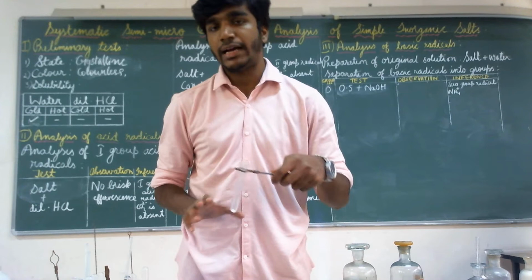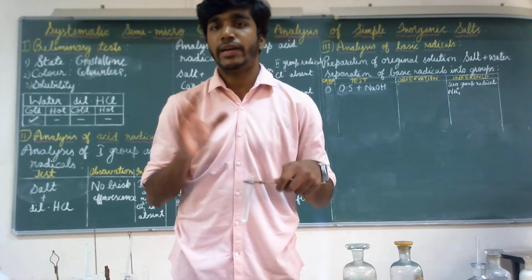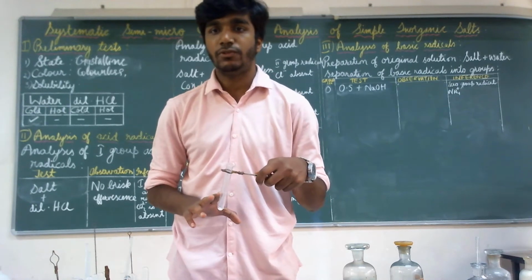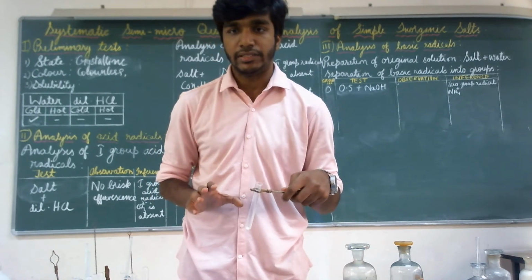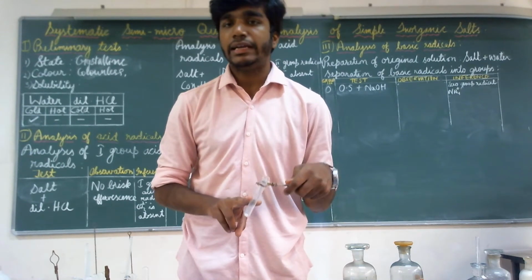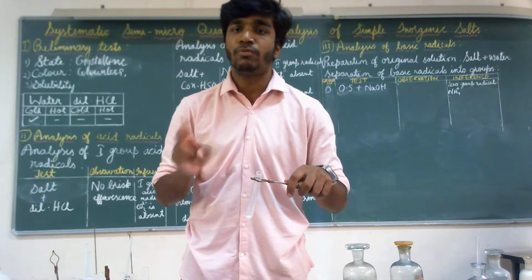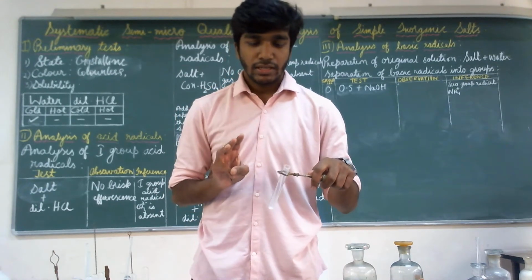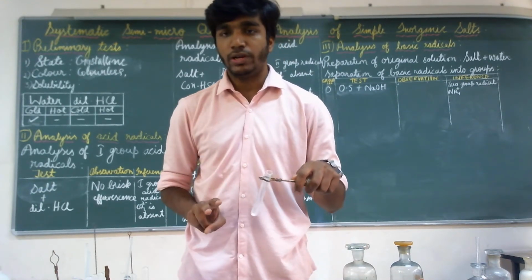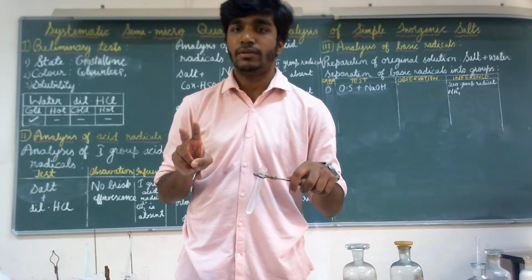As soon as I add concentrated sulfuric acid, if you are observing dense white fumes, then it means chloride might be present. Secondly, if you are getting reddish brown fumes, then it means bromide might be present. So these two are in cold condition: dense white fumes, chloride radical; reddish brown fumes, bromide radical.